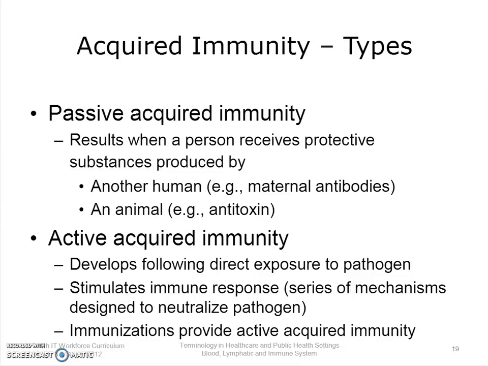This stimulated immune response results in a series of mechanisms designed to neutralize the pathogen. When we receive immunizations or vaccinations against, for example, chickenpox or rubella, they are designed to provide us with a type of active acquired immunity.